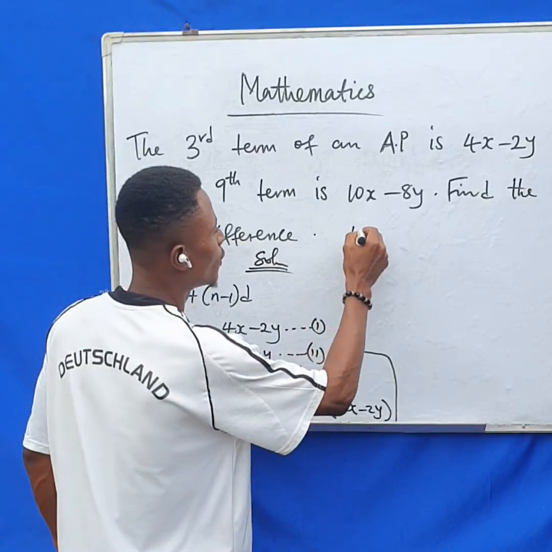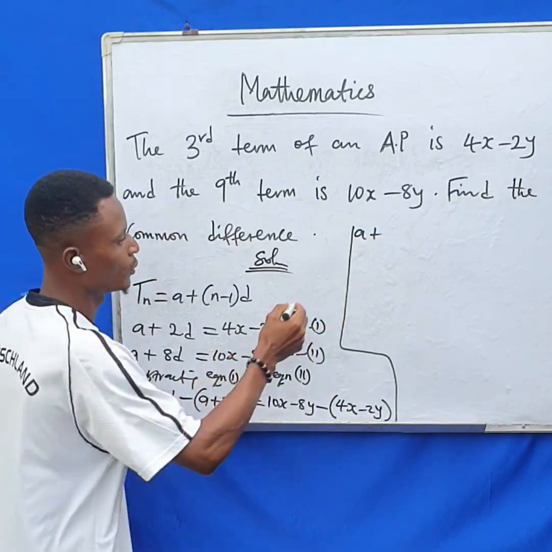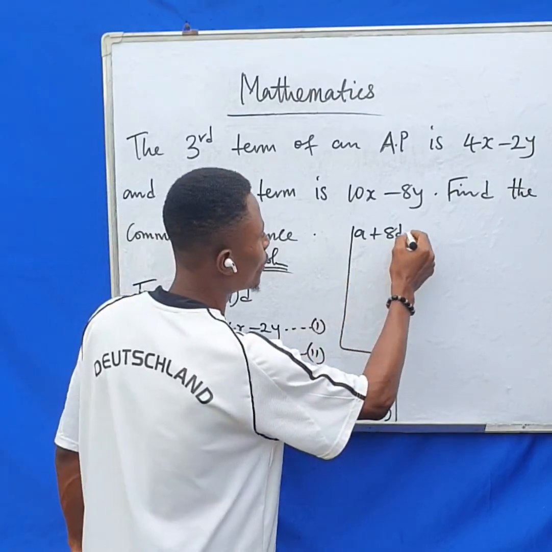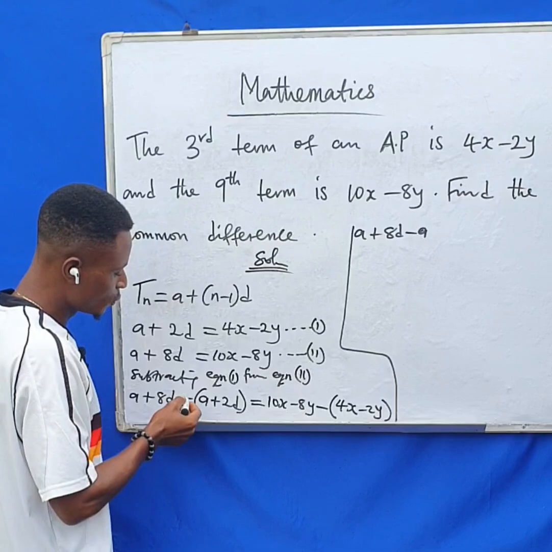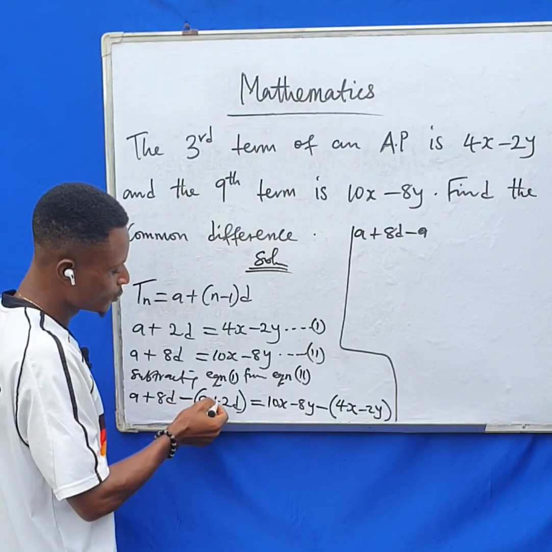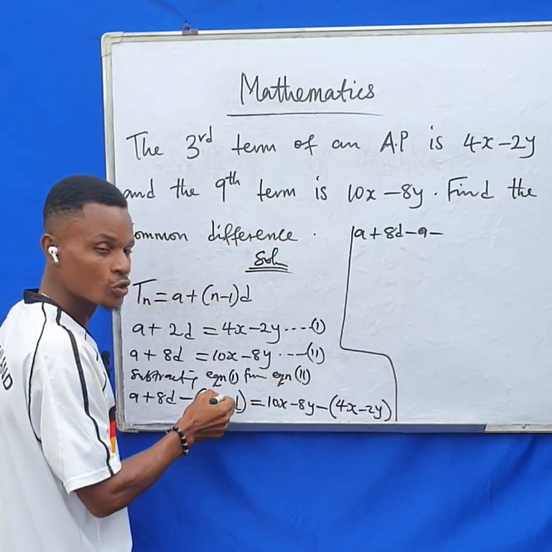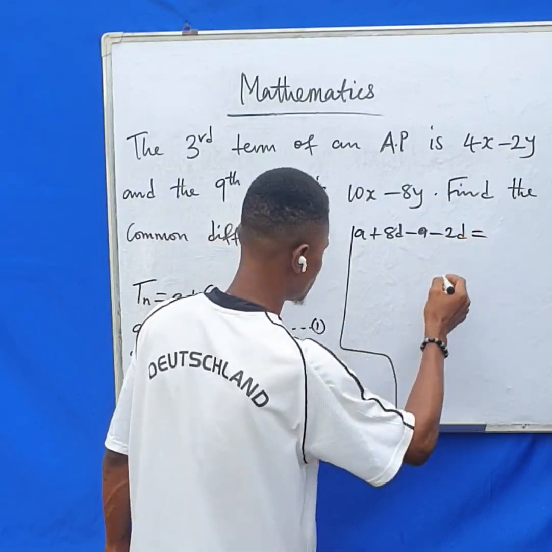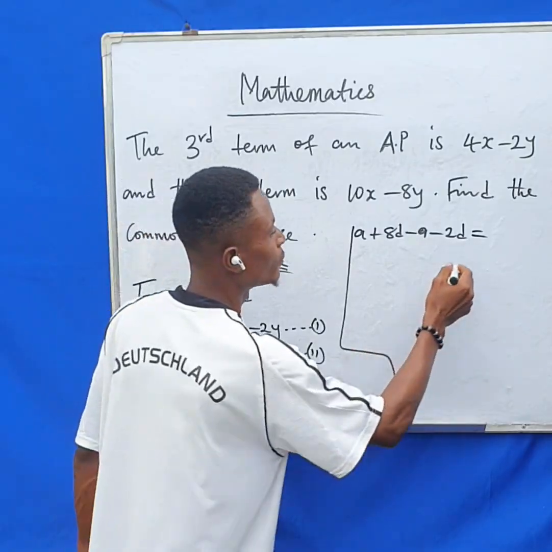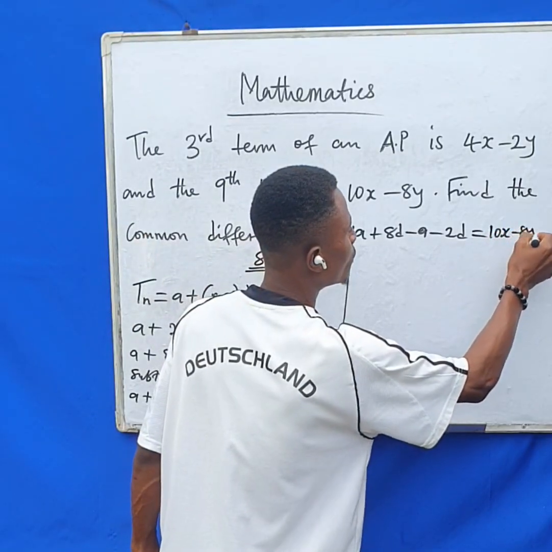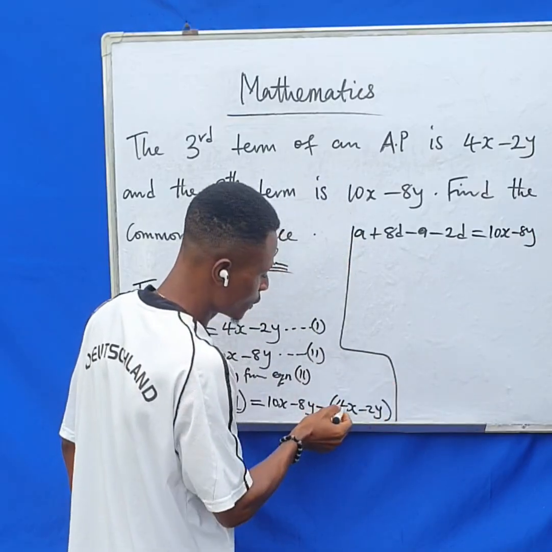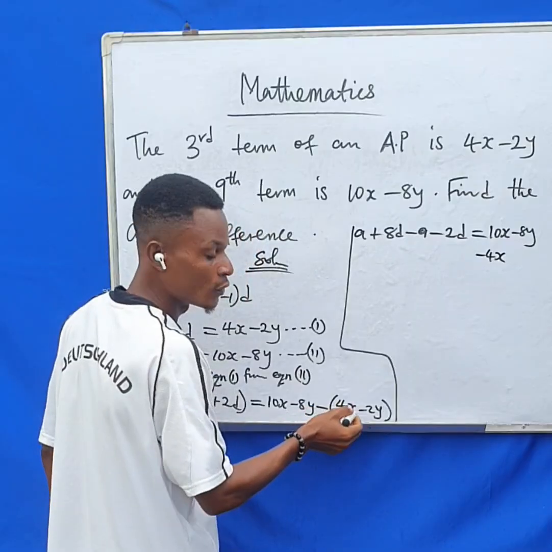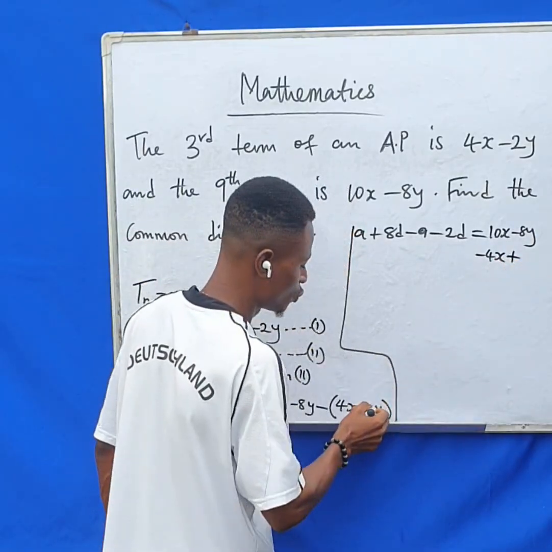Here we have a plus 8d. We're going to open this bracket. Minus times this a will give us minus a. Then using this to multiply, minus times this will give us minus 2d, then equal to 10x minus 8y. This time this will give us minus 4x. Let me write it here. Minus 4x. Then this time this will give us plus 2y.